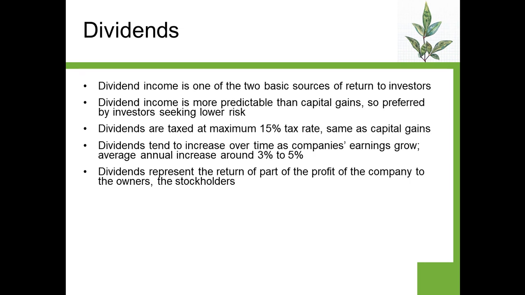Dividend income is more predictable than capital gain. Capital gain, we cannot predict, whether it is increasing or decreasing. But dividend is more predictable. By dividend, we can know that the organization's performance is going high. If the dividend is growing, so we can know.